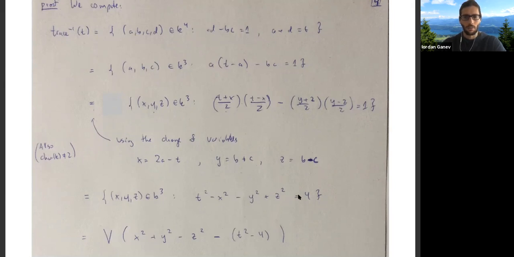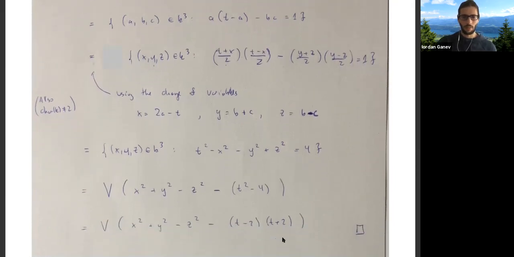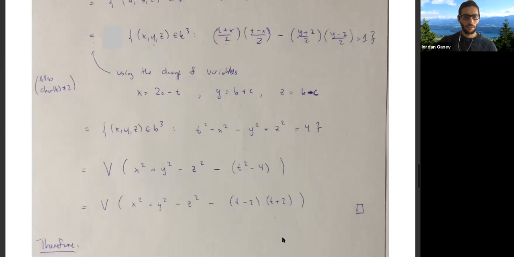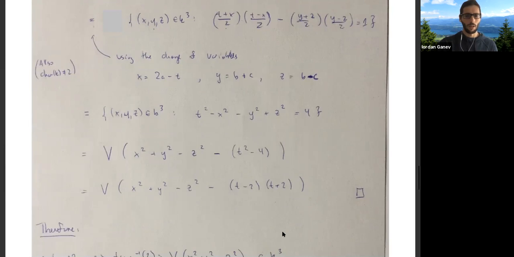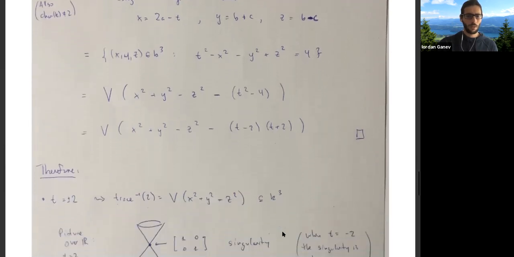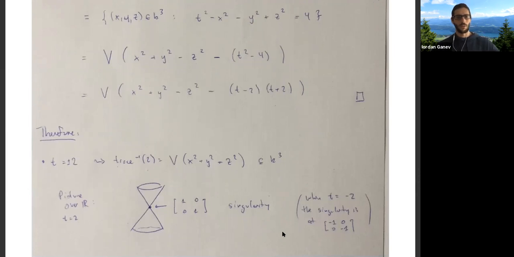But once you have that, you get this. And yeah, we can factor this last bit. And so now we see this isomorphism of algebraic varieties, but what does this look like? Well, let's first consider the cases where t is equal to plus or minus 2.